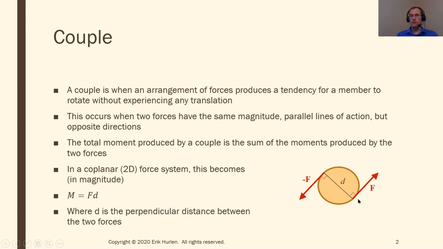So one thing to take note of here, there's only one F. So if there's 100 pounds pulling up to the right over here and 100 pounds pulling down to the left, equal and opposite down here, this F is just 100 pounds. It's just one of them. It's not both of them. So keep that in mind when you're doing this. And then D, obviously, is the distance between the two forces.